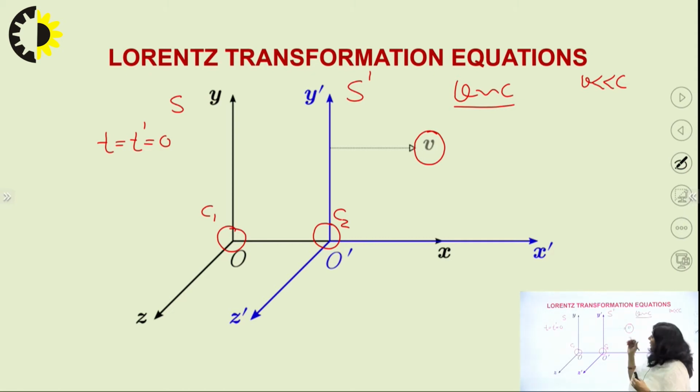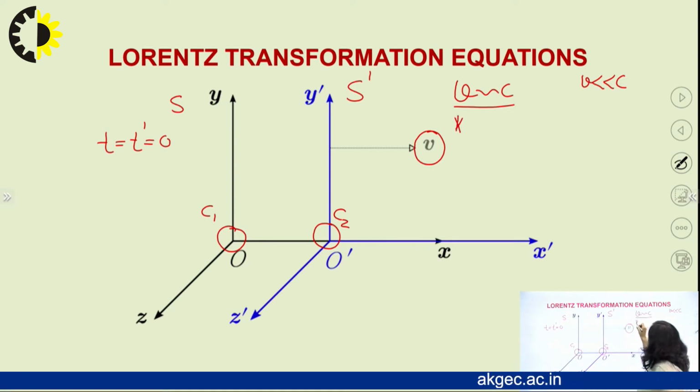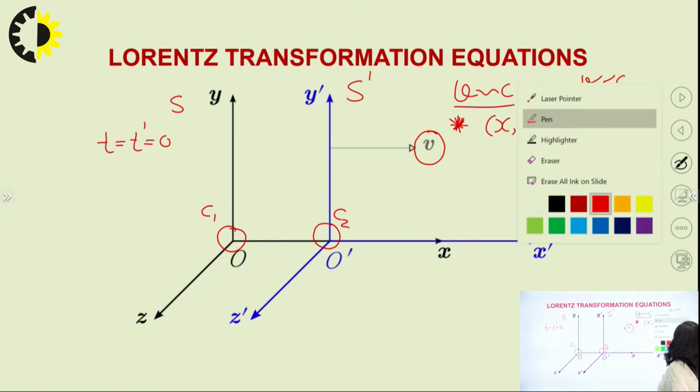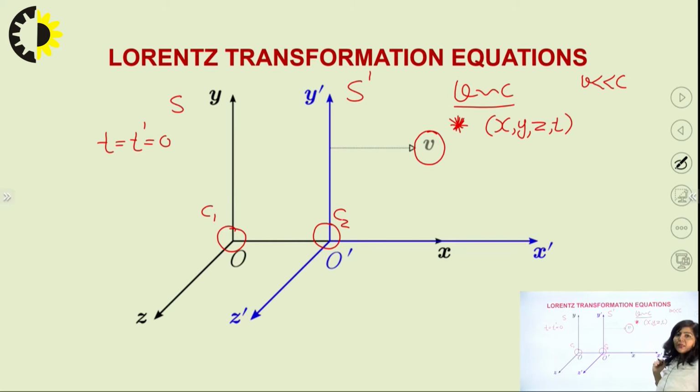Now, there is an event which is recorded by both observers. Let this point P be the point where the event is happening, and we are recording that event with respect to O as well as with respect to O dash. Let the set of coordinates with respect to S be x, y, z and t. These are the coordinates with respect to frame S. And the coordinates for the same event with respect to S dash are x dash, y dash, z dash and t dash.